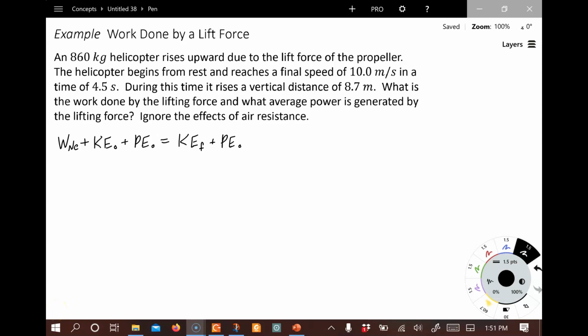Hi, this is an example problem about energy. Pause and read the question. Okay, I've already written down the energy equation here. And if you think about this example, this is one where the work done by non-conservative forces is not zero.